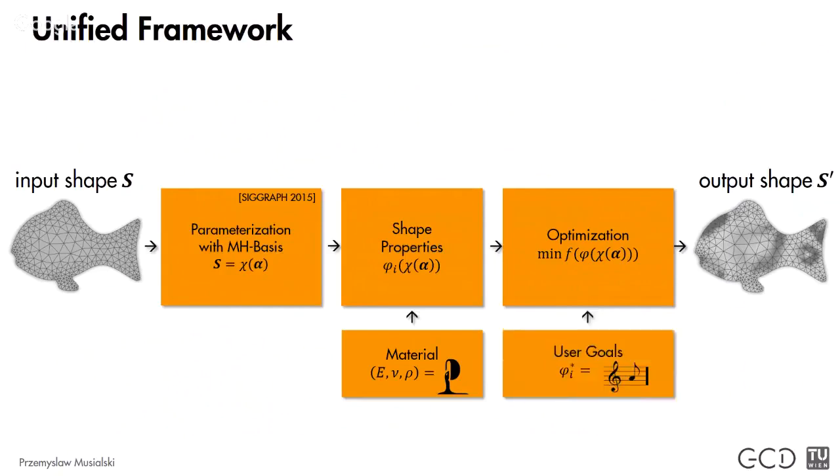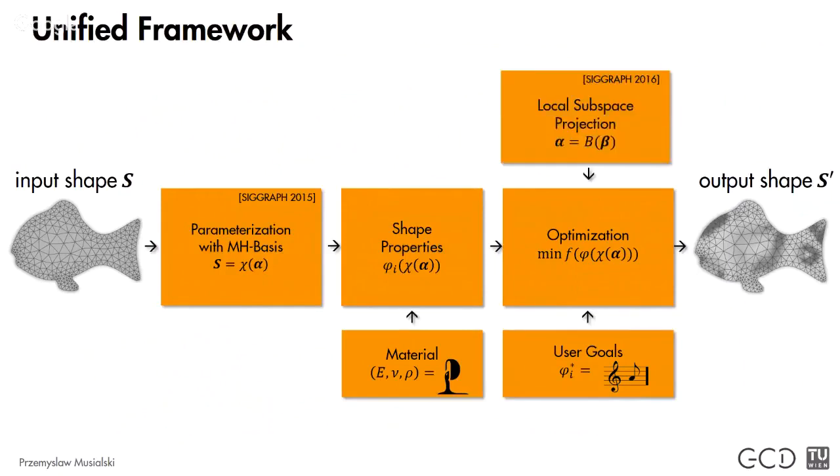Of course, we have some high-level user goals: what should this particular shape do or perform. And we have added yet another improvement to this whole pipeline and into this optimization, which we call local subspace projection. This I will explain in more detail next.